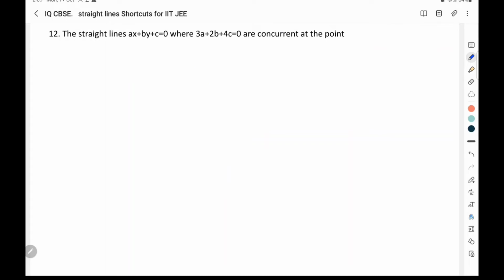Here again. See next, the straight lines, where these points are concurrent. Whenever there is a condition for concurrency, we have to make the constant term in the given condition and the straight line equation the same. Then we have to start comparing it.